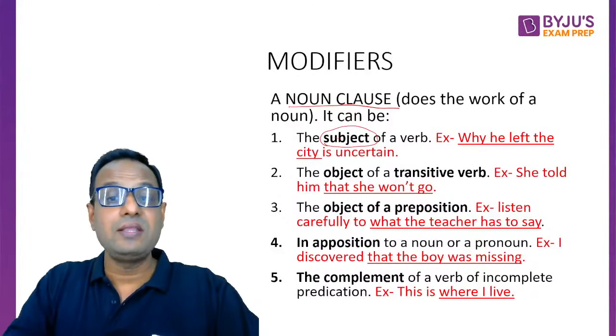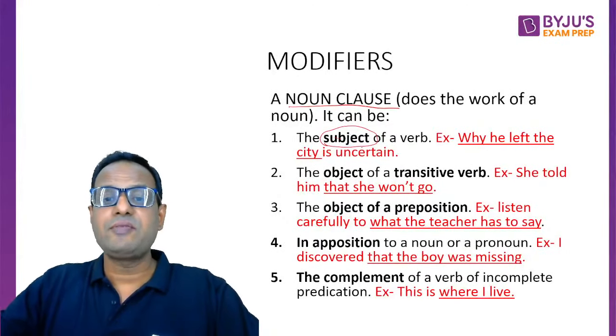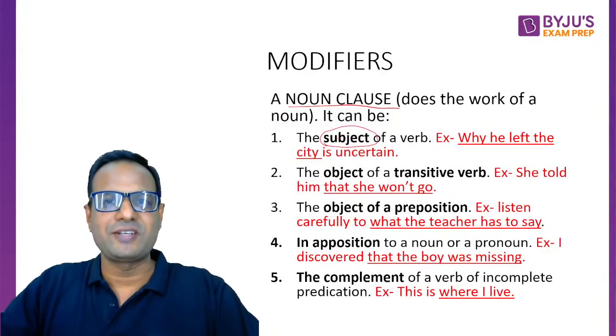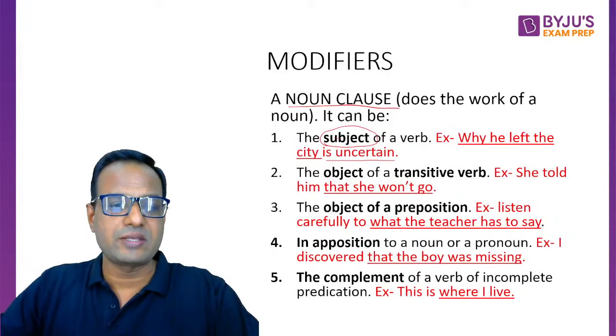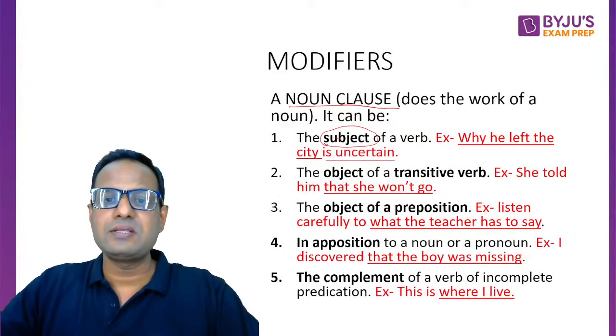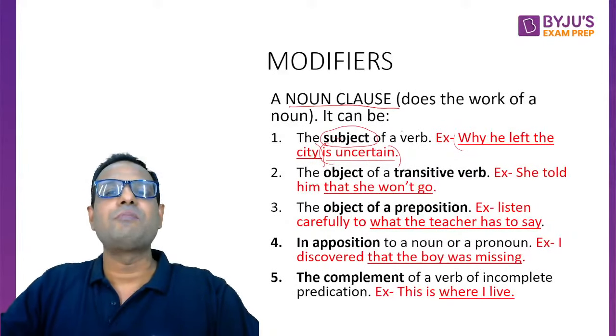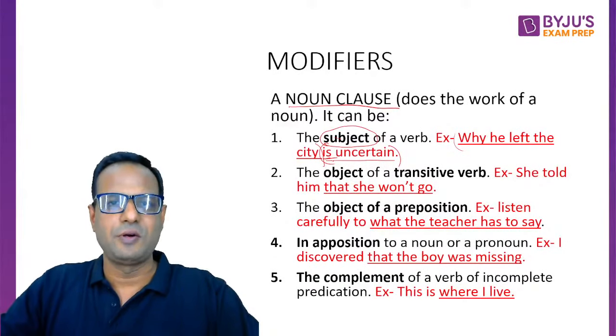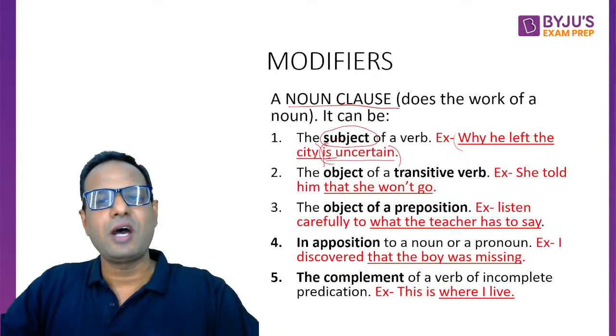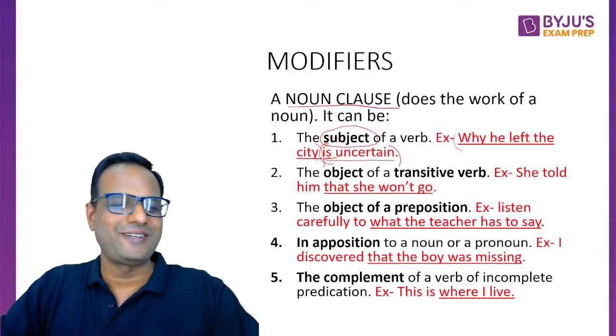Alright. And in this case, why he left the city is the subject of the sentence. And where is the predicate? Is uncertain. This is the predicate. Isn't it? Is uncertain is the predicate. So why he left the city is a noun clause. Why? Because it comes in the beginning of the sentence and it comes right before the verb is. Okay, that is why it is a noun clause. I hope it is understood.